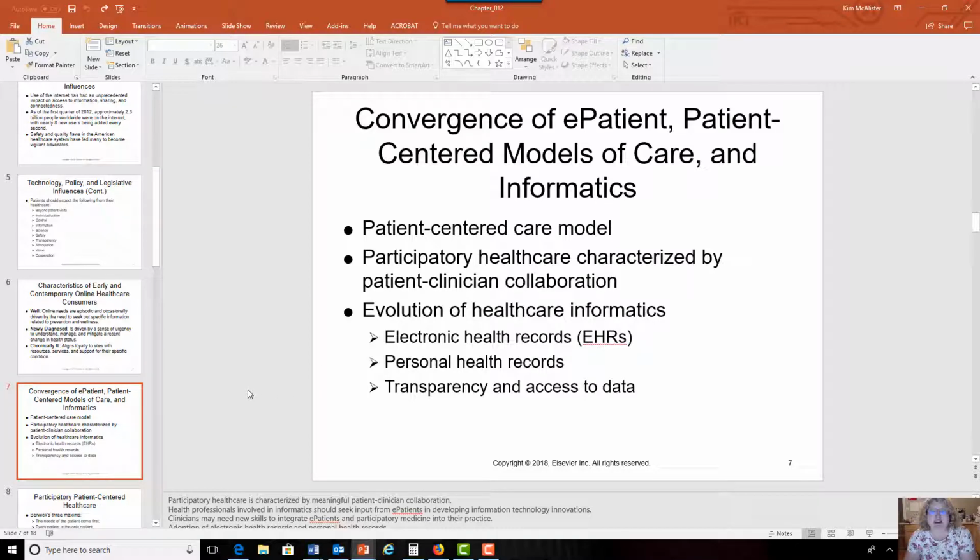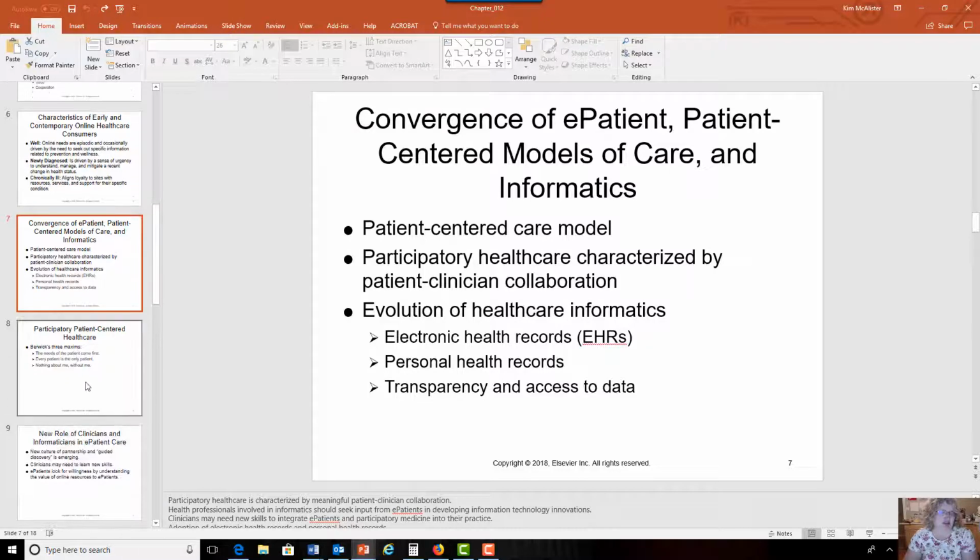So we had an evolution in healthcare informatics where this basically just began with the electronic health record. Now we also have the ability for patients to put in their personal health information, and we have the ability for patients to actually access their patient visits, their physician notes, their provider notes, and actually to make changes to those.